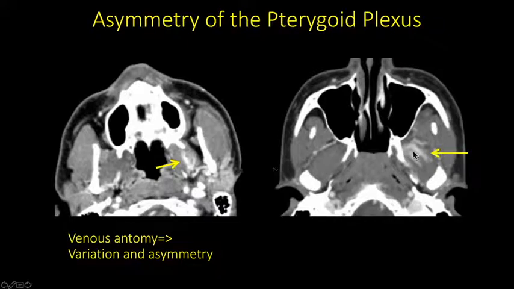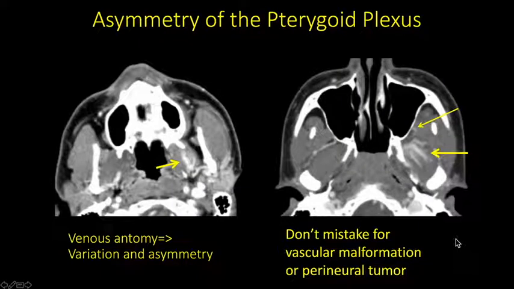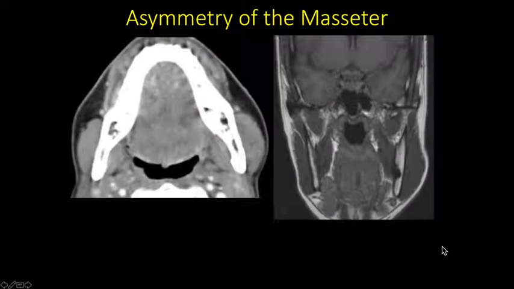Here's a different patient, you can see in the lateral pterygoid, and more anteriorly, there's a little component that might be connecting to the buccal space, judging by where it is. And once you see a few of these, you will not make this mistake. You just want to make sure you don't call this a vascular malformation or perineural tumor spread.